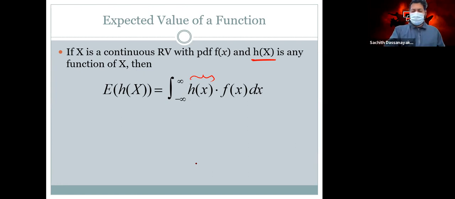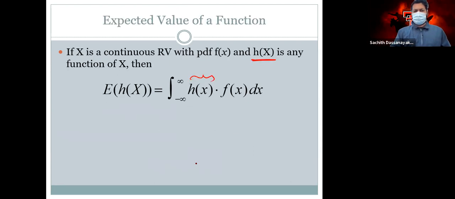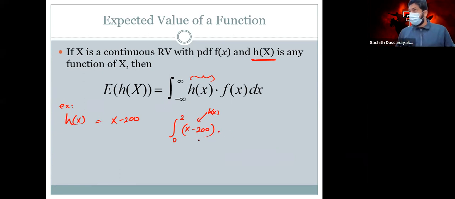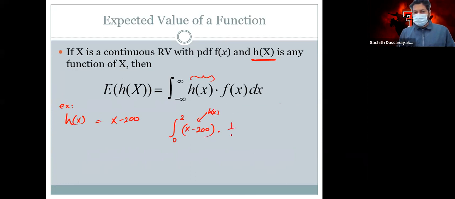Next slide I'll show you, but we don't have that one. For example, let's say h(x) is x minus 200, something like this. Using the previous case, let's say the range was 0 to 2, right? So x minus 200 is your h(x). This is an example; don't try to solve this. I don't know whether you can find it, but this is how you do it. This is your x now. h(x) times your function, let's use the previous case, 1 over 8 plus 3 over 8 times x. This is your f(x) times dx.